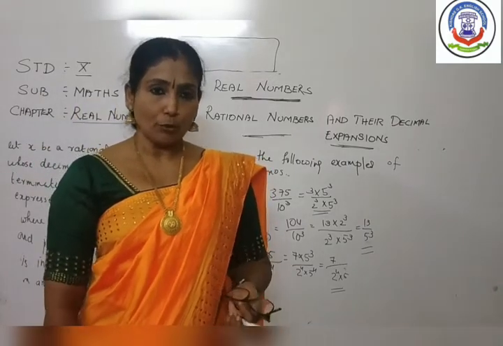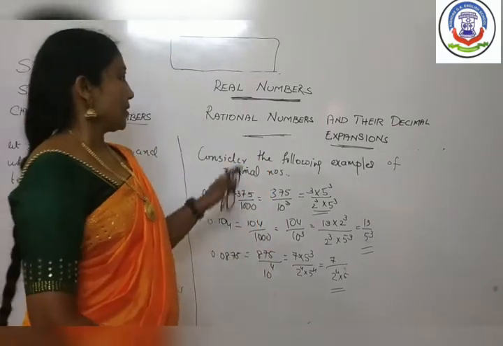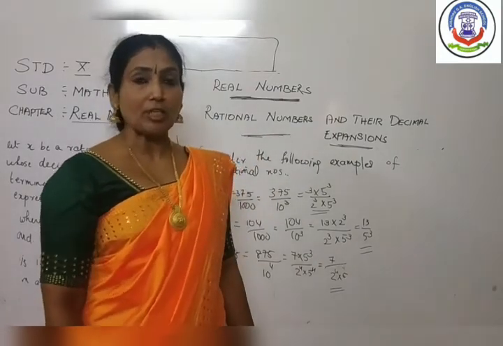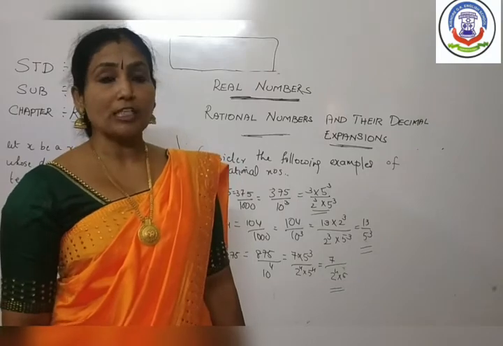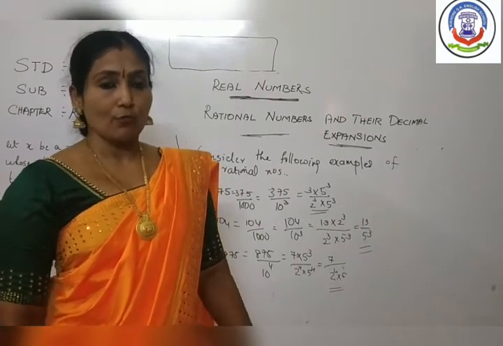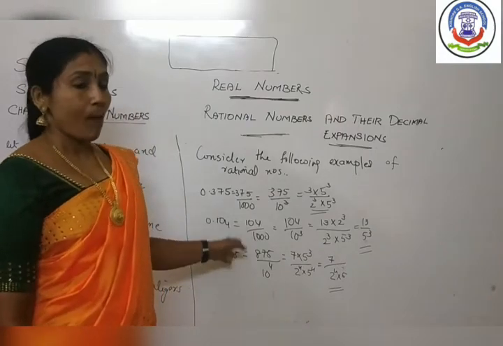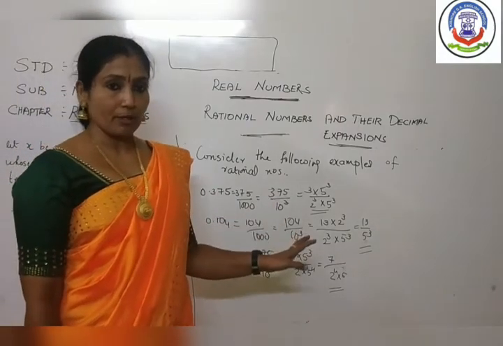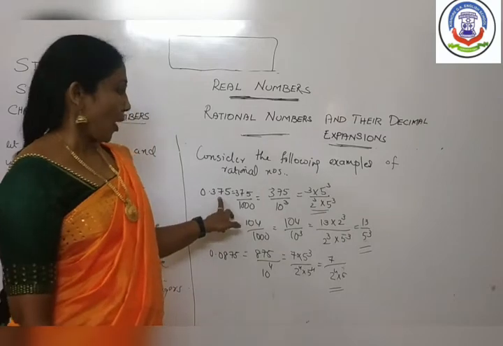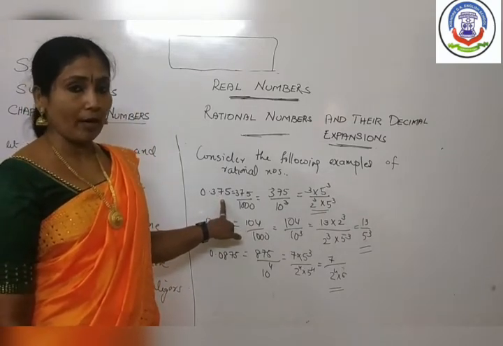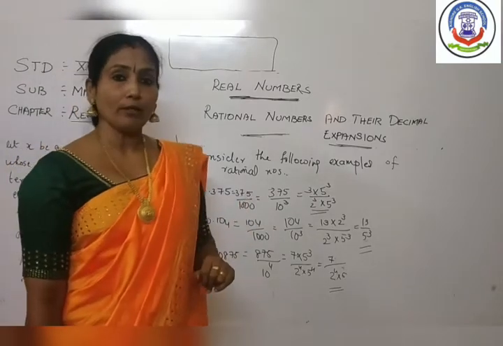Now today we are going to see what the decimal expansion of a rational number is. If it is a rational number, how does its decimal expansion look? For example, here I have written some decimal expansions and converted them into rational numbers. That means 0.375. I can write it in the form of p by q. How? 375 upon 1000.